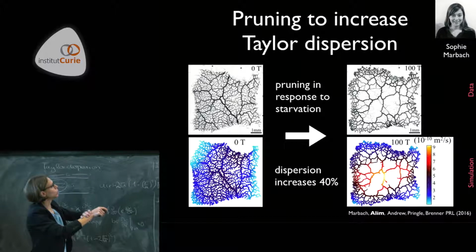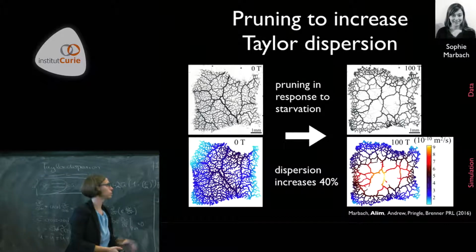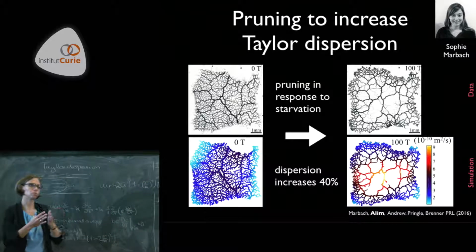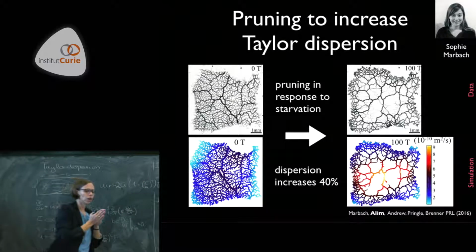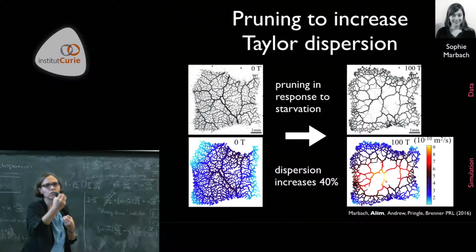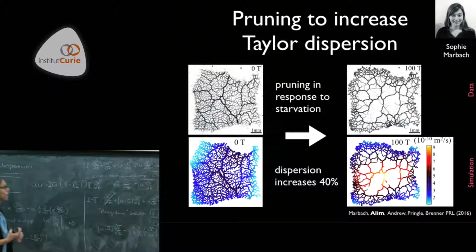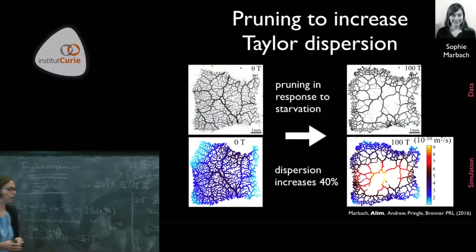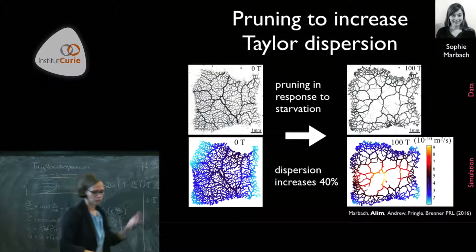And for the pruned one, you see that there's a lot of variation here, and that the overall dispersion increases by 40%. So by pruning away to a few of what I call highways, the system really increases the fluid flow along these highways and magnifies the Taylor dispersion effect by 40%.